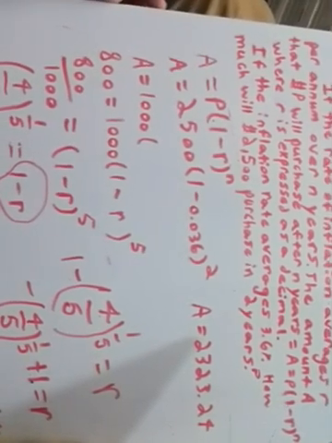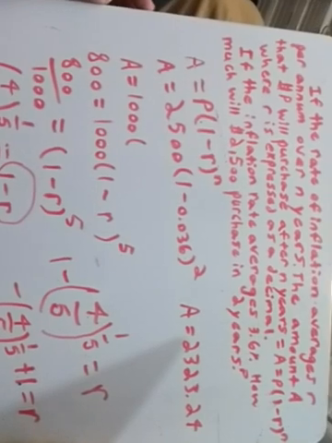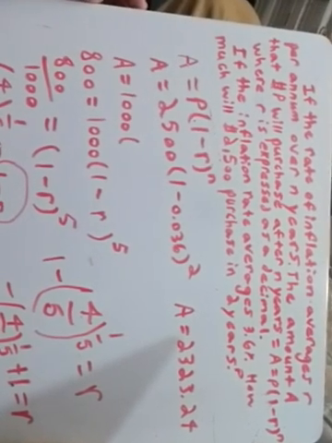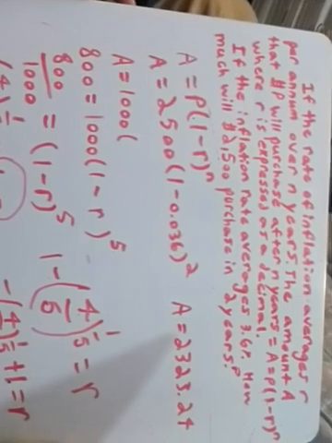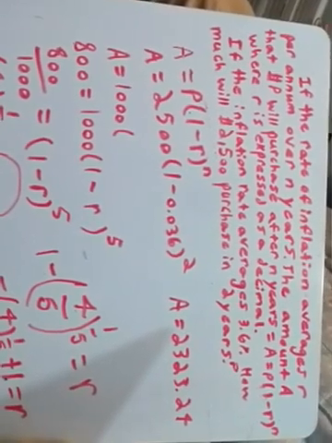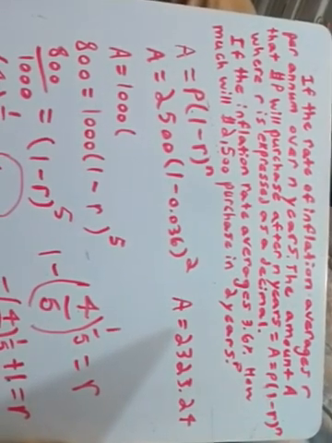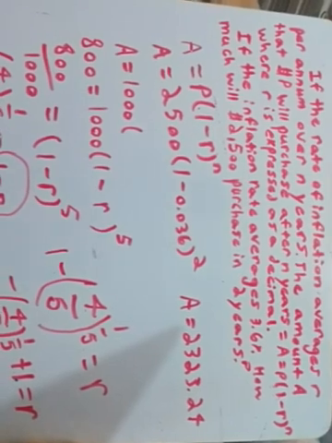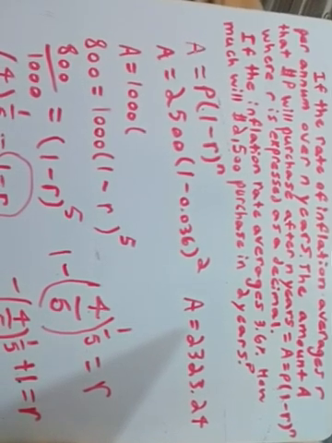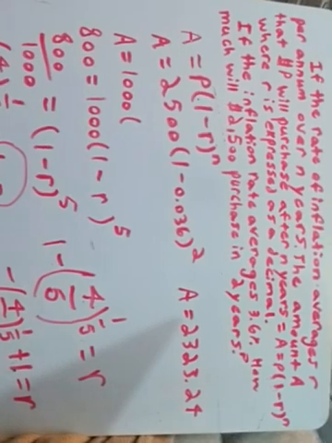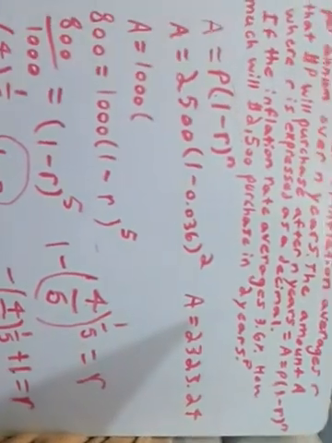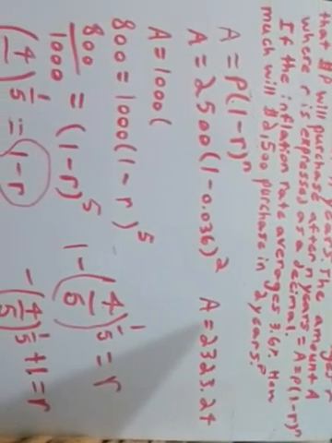how much will $2,500 purchase in 2 years? A equals P times 1 minus R, parentheses to the n power. A equals 2,500 times 1 minus 0.036, parentheses to the second power, means that after 2 years, with this formula, there will be $2,323.24 worth of purchasing power.